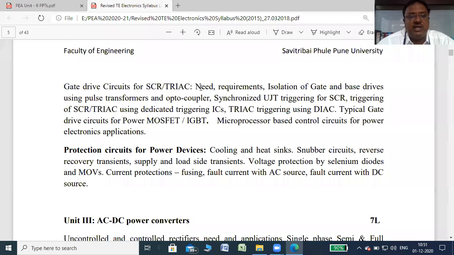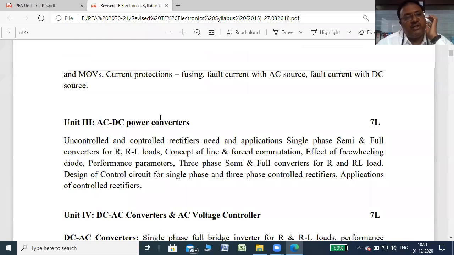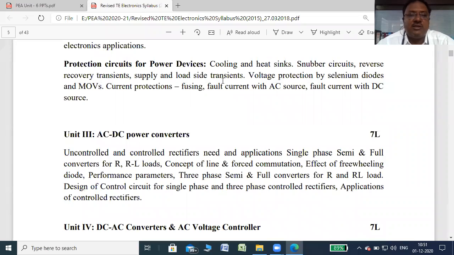Gate drive circuit for SCR and triac needs isolation of gate and base drives. So we have seen a pulse transformer and optocoupler. Then UJT we have seen as a triggering circuit. Then triac triggering using diac. Then power MOSFET and IGBT microprocessor based circuit for electronic applications, right? And then we have seen protection circuits for power devices.